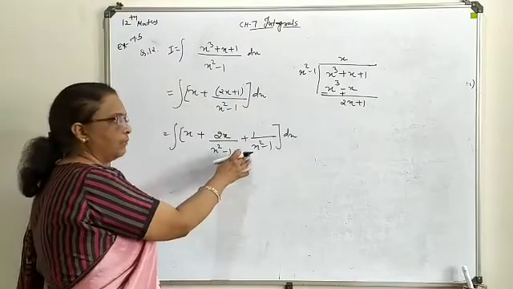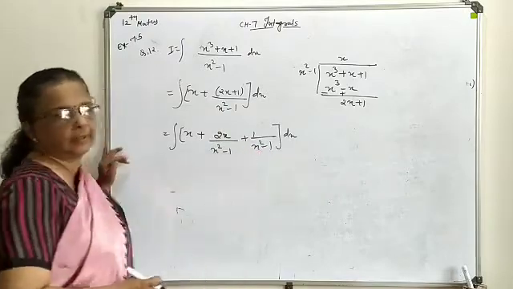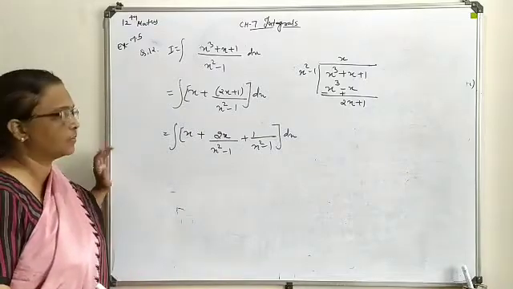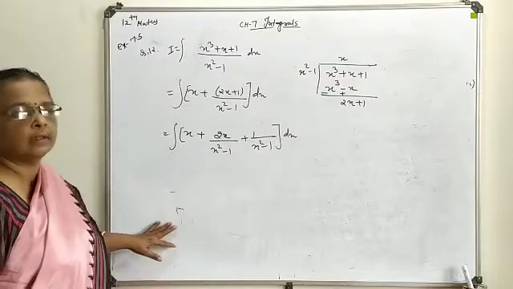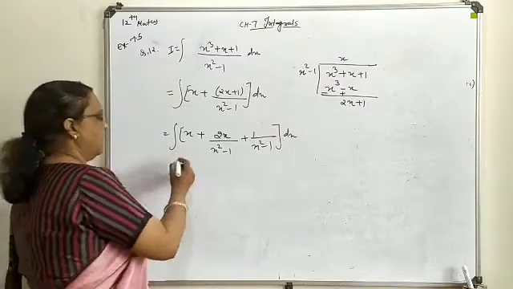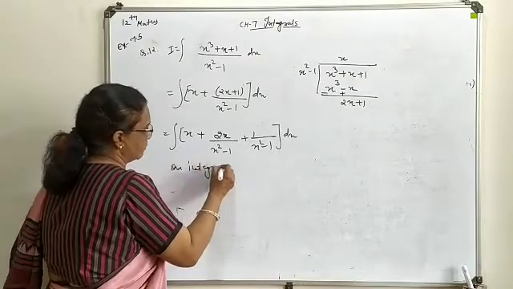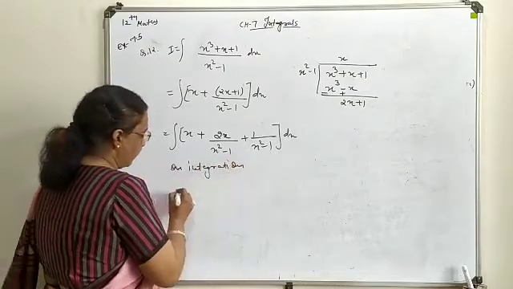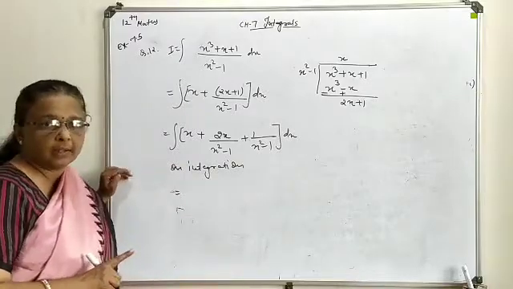Here, this is the direct formula: 1 upon x square minus a square form. So that formula we also know. So directly now we can go for writing its integration. So on integrating, what will you have?